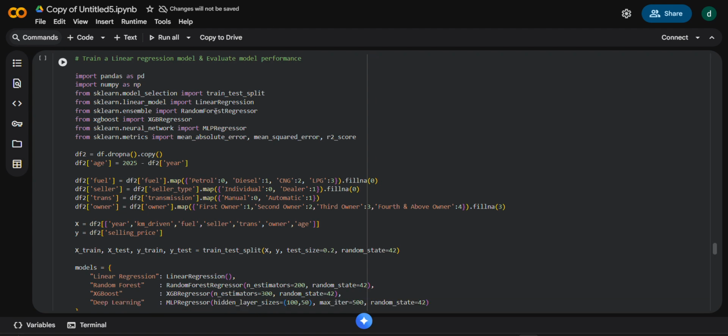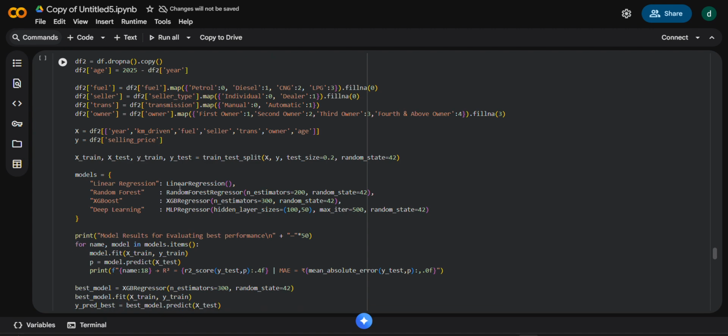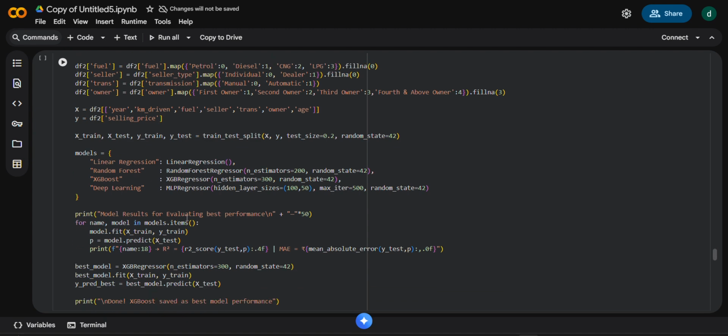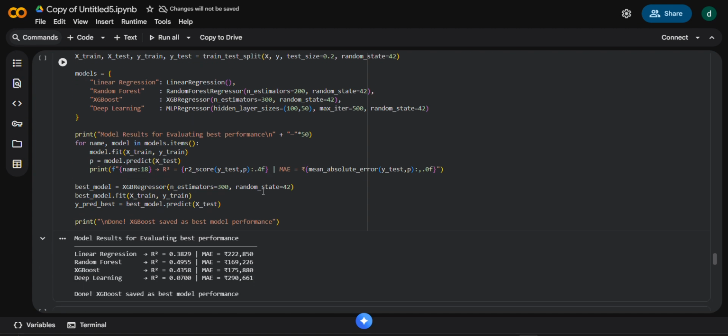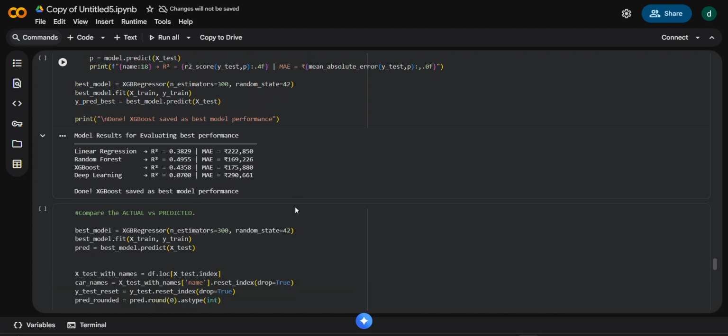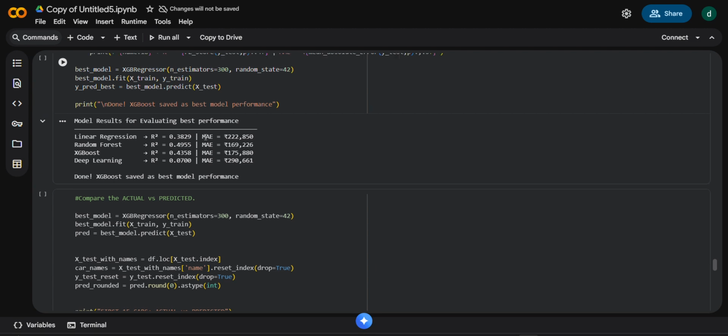In training the ML models, I trained four different models: linear regression, random forest, XGBoost, and a deep learning MLP network. Each model was trained on the training data and evaluated using R squared and mean absolute error. This allowed me to compare their performance. As we can see, XGBoost shows the best model performance as its R squared and MAE are better compared to the others.